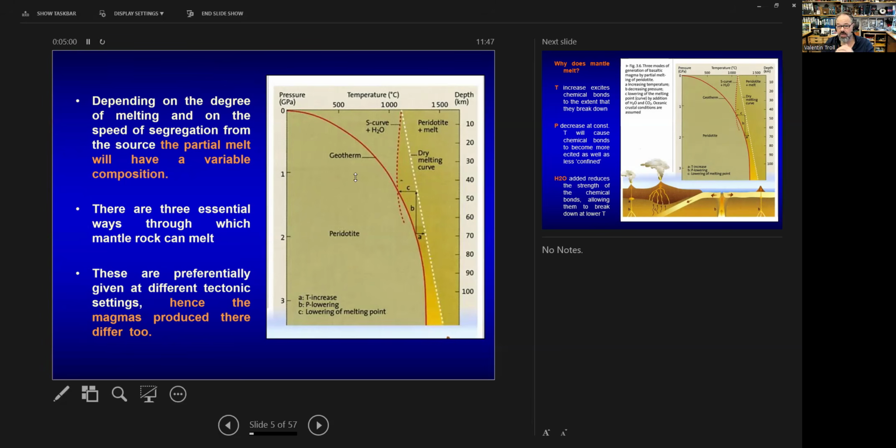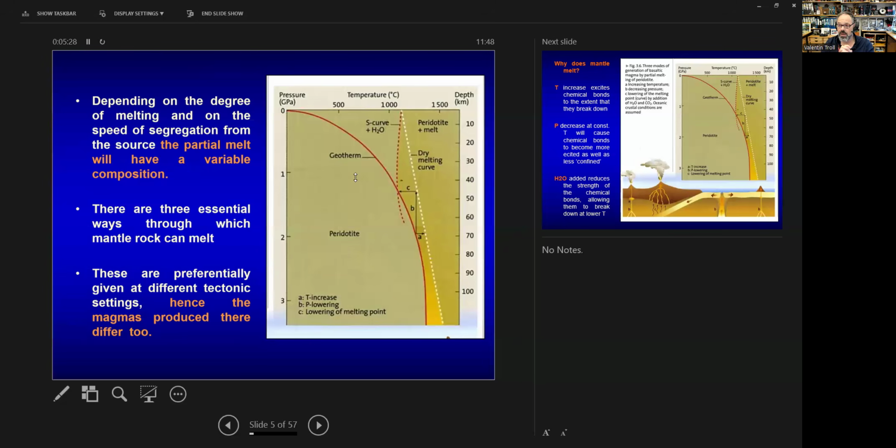And there's essentially three ways of achieving melting. And here we have a simple diagram. The red line is the geotherm. That's the temperature increase when you go into the earth. And then on the right hand, we have peridotite and melt and the dry melting curve, the white dotted line. So the two don't actually cut each other, they don't overlap. So the geotherm and the melting of a dry peridotite, well, it's very challenging.